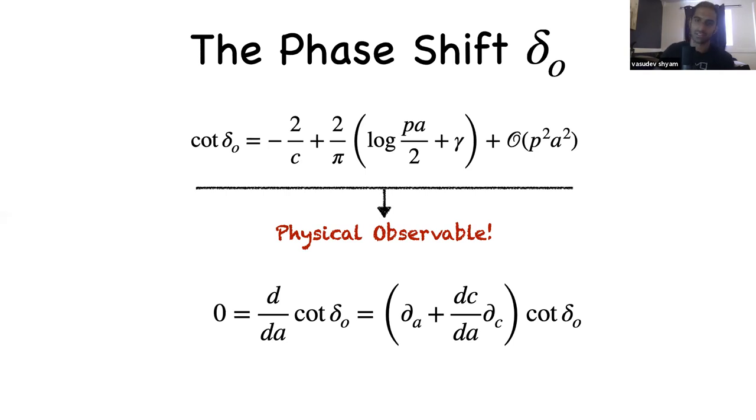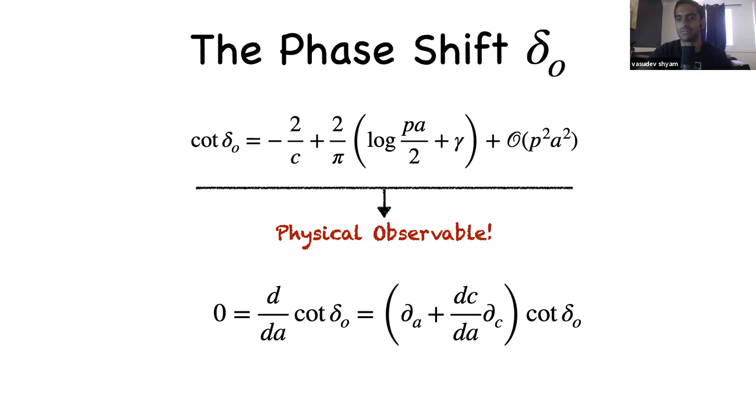Because I could have chosen another A, solved it, whatever, it shouldn't affect the fact that the phase shift is the same. So who pays the price for this? It's got to go somewhere, right? The change in A. And remember what we did last time, the change in A got absorbed into a change in the coupling constant C. And that's exactly what happens here, right?